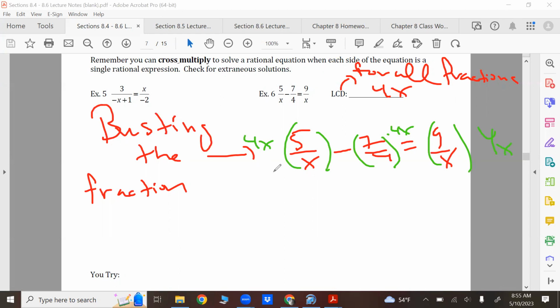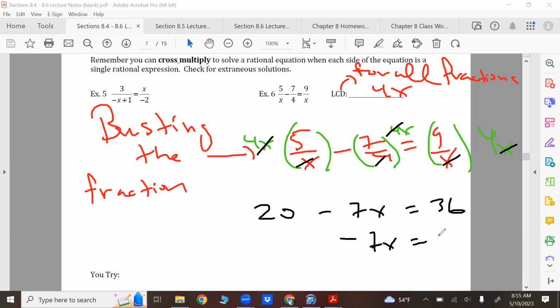If you do that, here's what happens. These x's go away, so you get 20. These 4's go away, you get negative 7x. And these x's go away, you get 36. Instantly, the fractions are busted, and you move forward with the problem. And trust me, when we get to the more advanced problems today, this will be your savior.